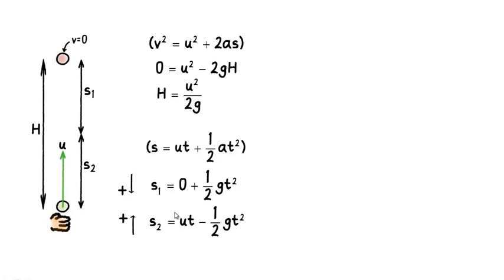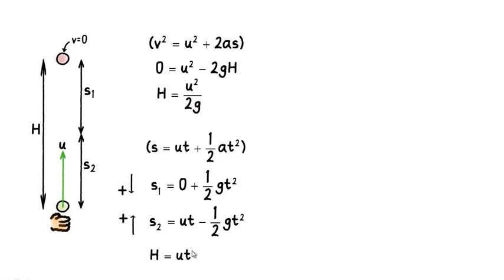What we can do now is to add up these two equations. On the left hand side, I have s1 plus s2, which is of course equal to h. And on the right hand side, after these two terms cancel each other out, all we have is ut. So now we have an important piece of information here. The two balls are going to meet at t equals h divided by u.